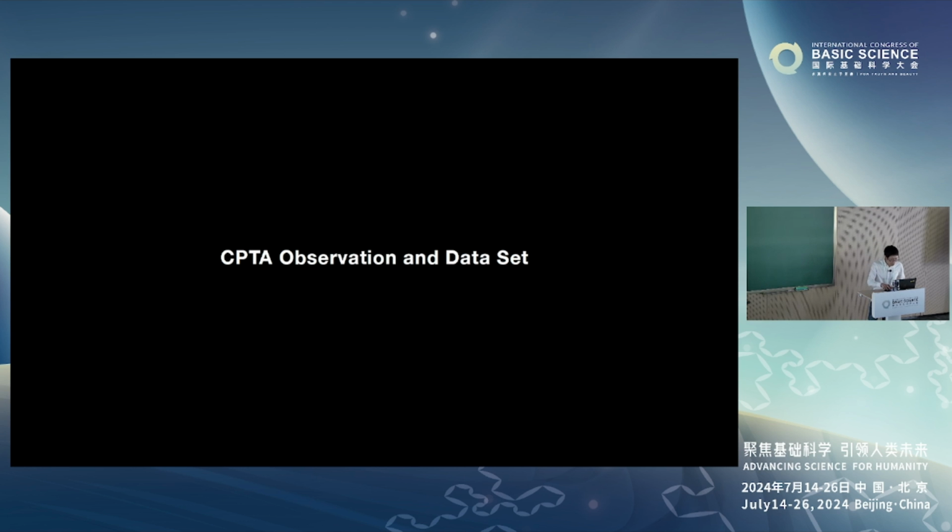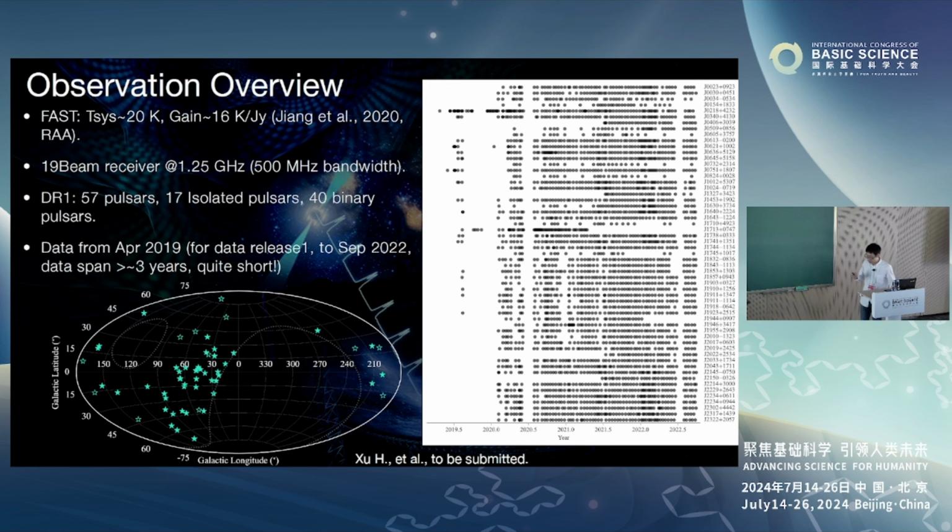So let's begin with the CPTA observation and the dataset. As I said, we use FAST to do pulsar timing. FAST is an excellent single-dish telescope that has a very large telescope gain. FAST is about 3 or 4 times more sensitive than Arecibo, so that is great. And we currently use the L-band receiver from 1 GHz to 1.5 GHz.